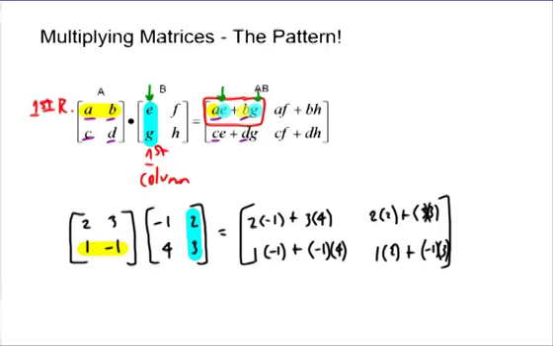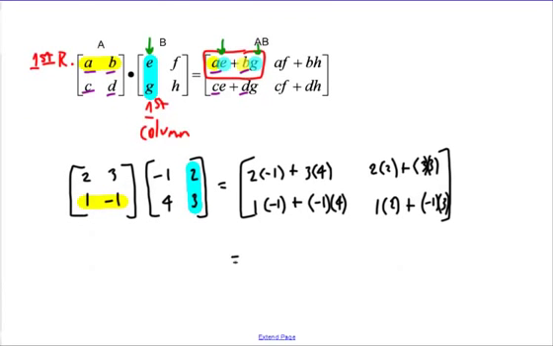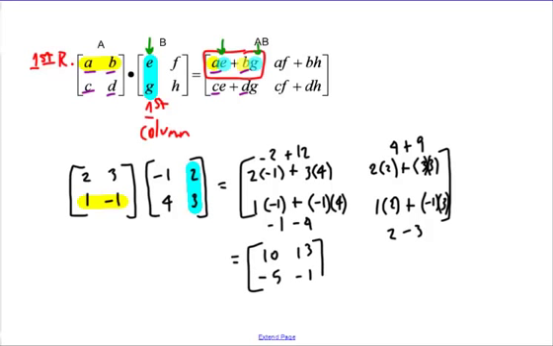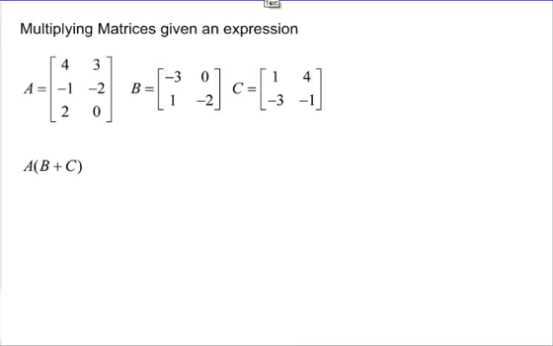Now all we need to do is just clean up our math on the equal side here. So I'm going to have -2 plus 12. I'm going to have -1 minus 4. I'm going to have 4 plus 9 and 2 minus 3, which is going to be 10, -5, 13, and -1. And that's all there is to it.